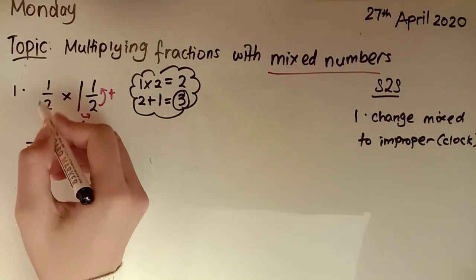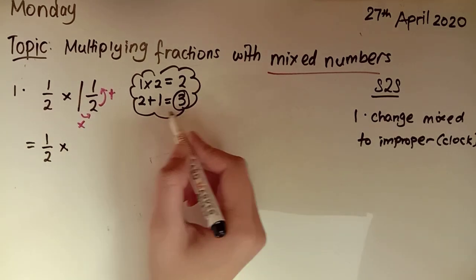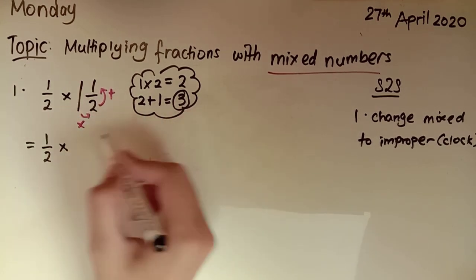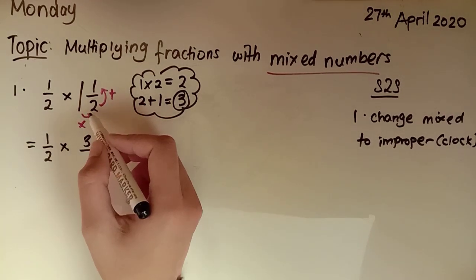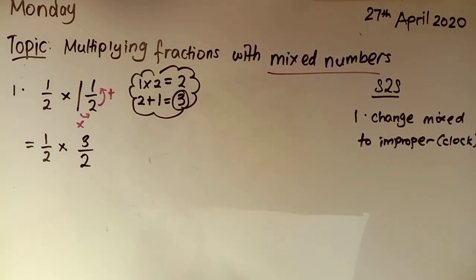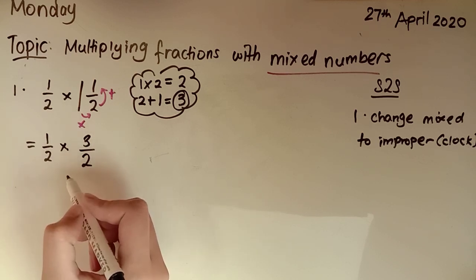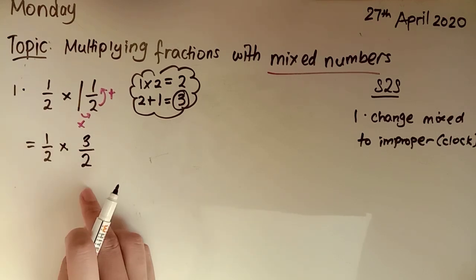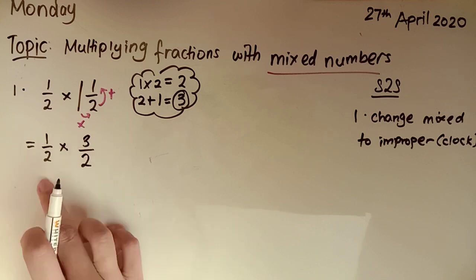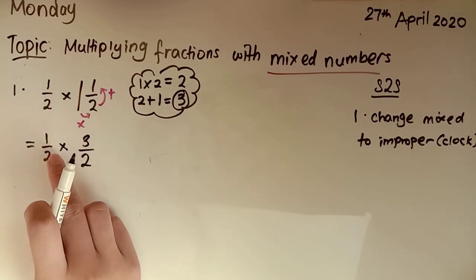Okay, so 1 over 2 bawa turun ke bawah. 1 over 2 times. Now, 3, we're changing it to improper fraction, right? So 3 over, what's the denominator? The denominator is 2. The denominator stays the same. So we have 1 over 2 times 3 over 2. Oh, wait, this looks familiar. What is this? Proper fraction times proper fractions. Our previous lesson last Saturday. Okay, so what do we know? Easy peasy lemon squeezy. Numerator times numerator, denominator times denominator.